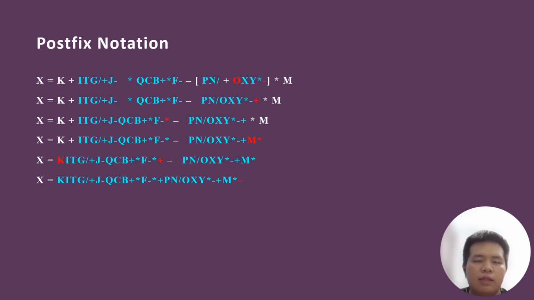So the final answer is x equal KITG divide add J subtract QCB add multiply F subtract multiply add PN divide OXY multiply subtract add M multiply subtract. So this is the answer for the postfix notation.